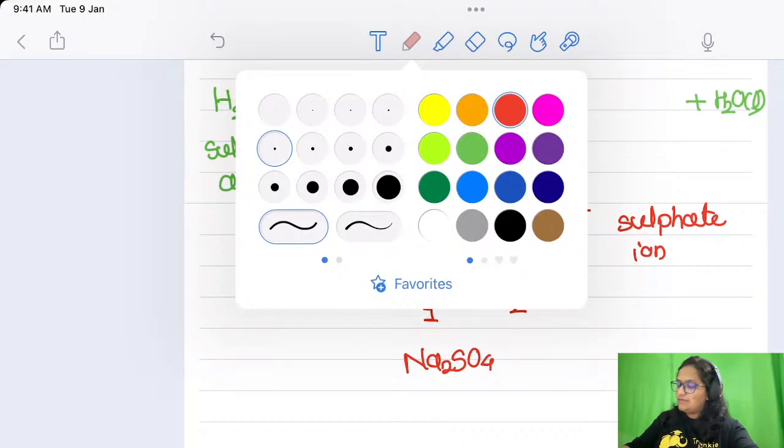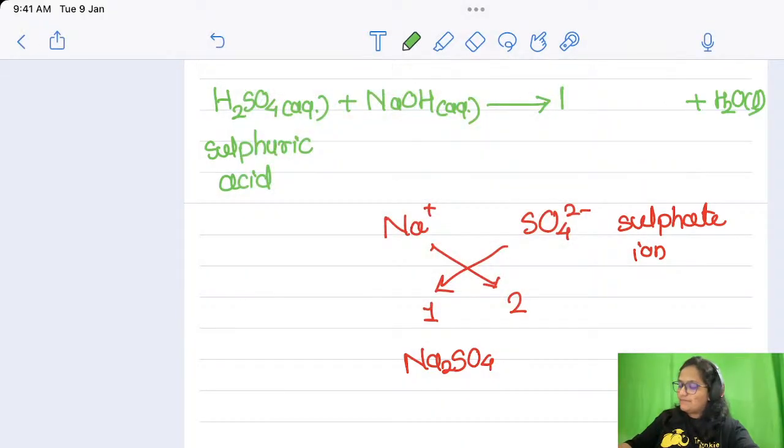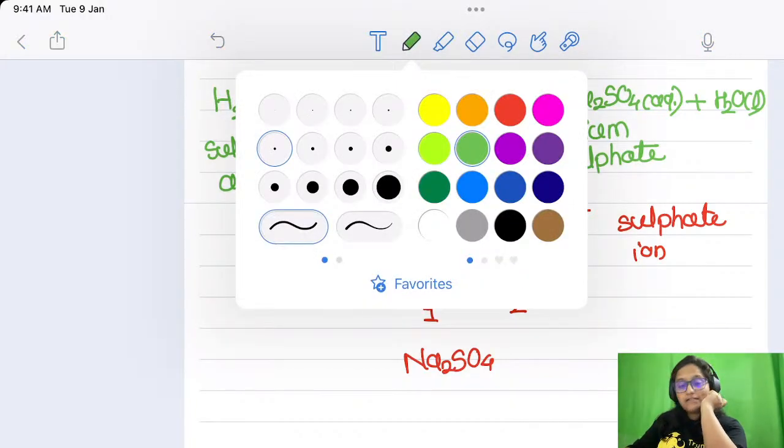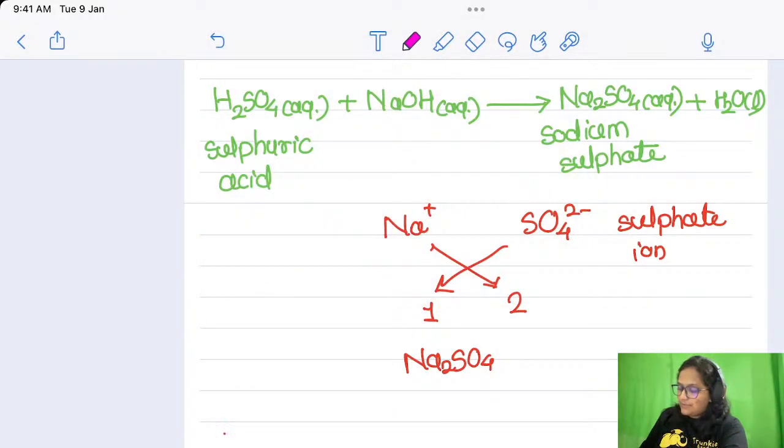So let me write it down here. We'll get Na2SO4 aqueous. The name of this salt is sodium sulfate. Now again I'll keep this acid constant, and I'll change the base.